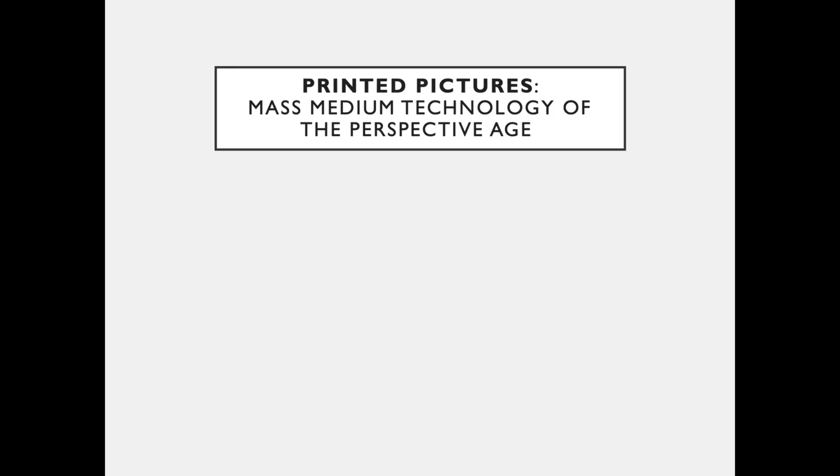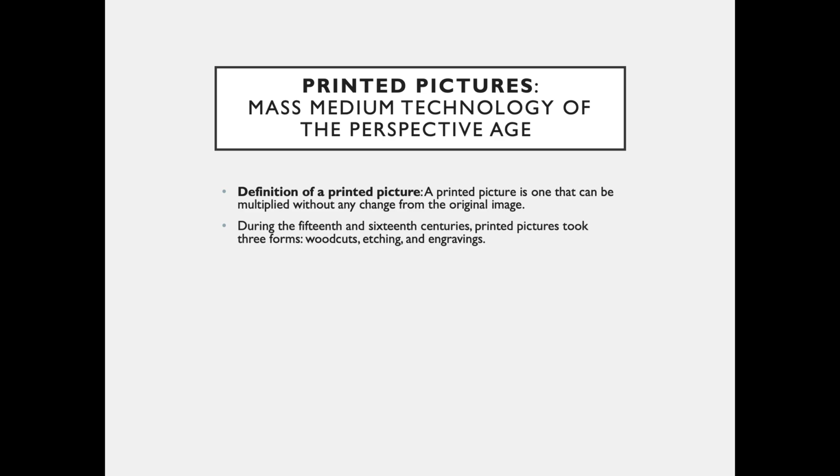Printed pictures, mass medium technology of the perspective age. So the definition of a printed picture that we're going to use for this chapter is one that can be multiplied without any change from the original image. During the 15th and 16th centuries, printed pictures took three forms. So they had woodcuts, etching, and engravings.